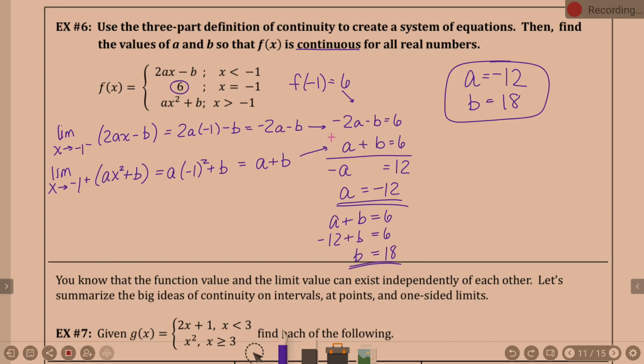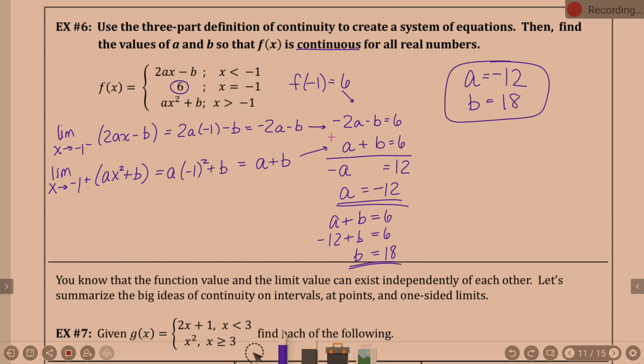I guess the other parts I just have, and I'm going to go to the other page. I just have written that f of negative 1 is 6, the limit from the left equals 6, the limit from the right equals 6, so thus the limit equals the point. Okay, I'm going to jump down to the bottom because I know we are about out of time. Down at the bottom, you know that the function value and limit value can exist independently of each other. Let's summarize the big ideas of continuity on intervals at points and one-sided limits.